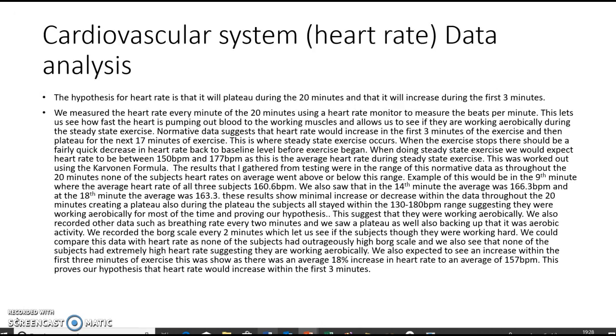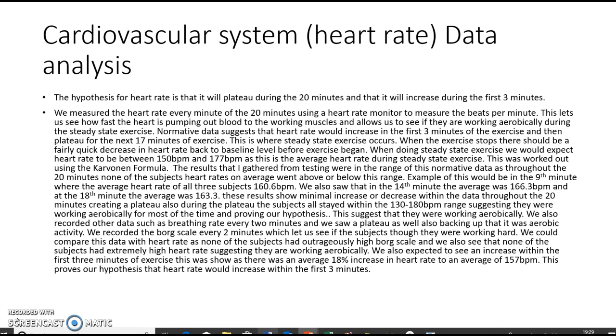Also, during the plateau, the subjects stayed within 130 to 180 beats per minute, suggesting they were working aerobically most of the time and proving our hypothesis. We also recorded other data such as breathing rate, which we saw a plateau in.